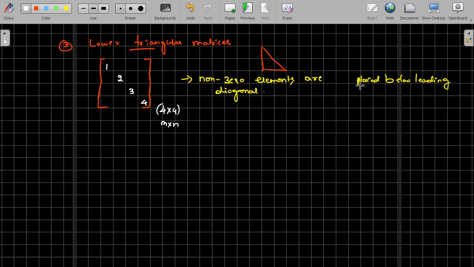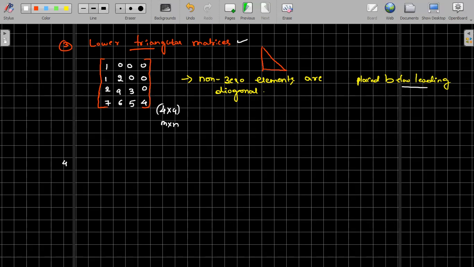Again, the non-zero elements are placed below the leading diagonal. Whatever spaces are there below the leading diagonal, in these spaces we are going to fill the elements. Any elements you can fill. 7, 2, 1. Here also, I am going to fill something like 9, 6, 5. So these are the elements you find below the leading diagonal. The rest of the spaces are 0, 0, 0, 0, 0, 0. So this is what we call lower triangular matrices.